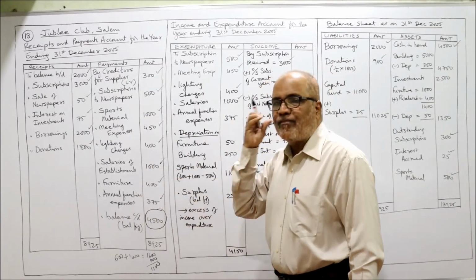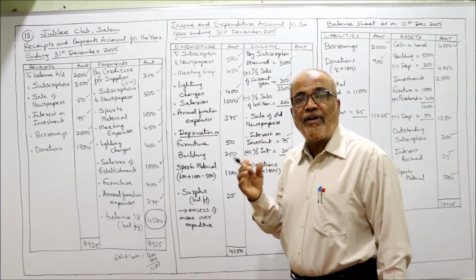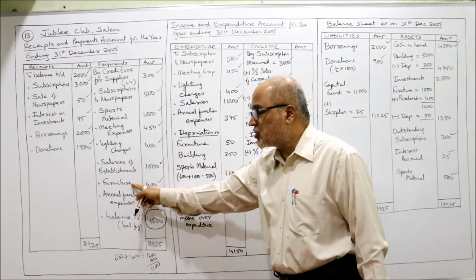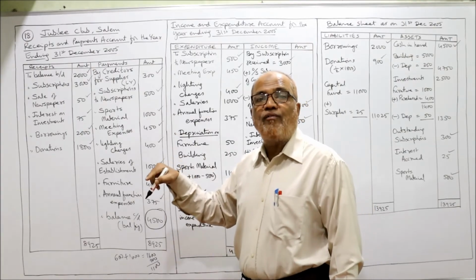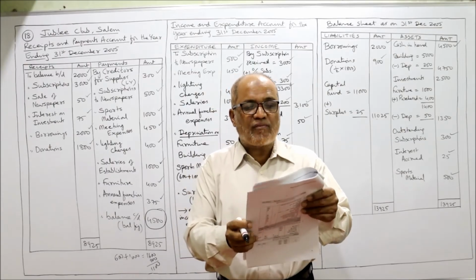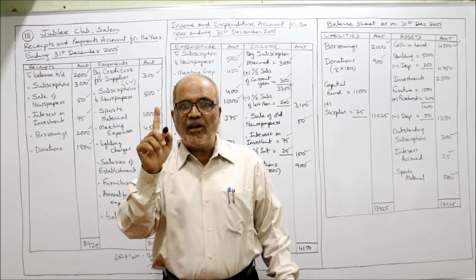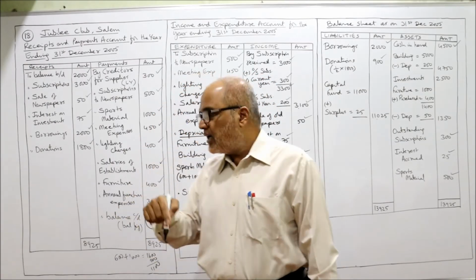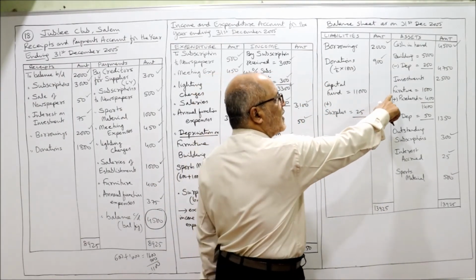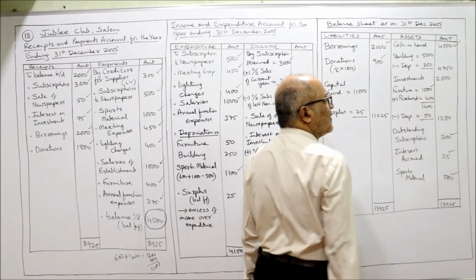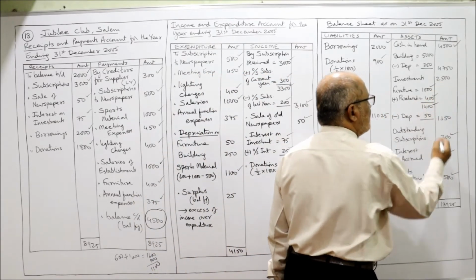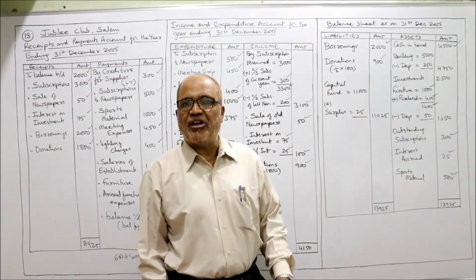Then furniture. Furniture is an asset. It will not come in income and expenditure account. It's a capital expenditure. So it will be added to furniture at the beginning of the year. At the beginning of the year, how much was the furniture? 1000. And during the year, furniture purchased 400. So total 1400 rupees is the furniture.